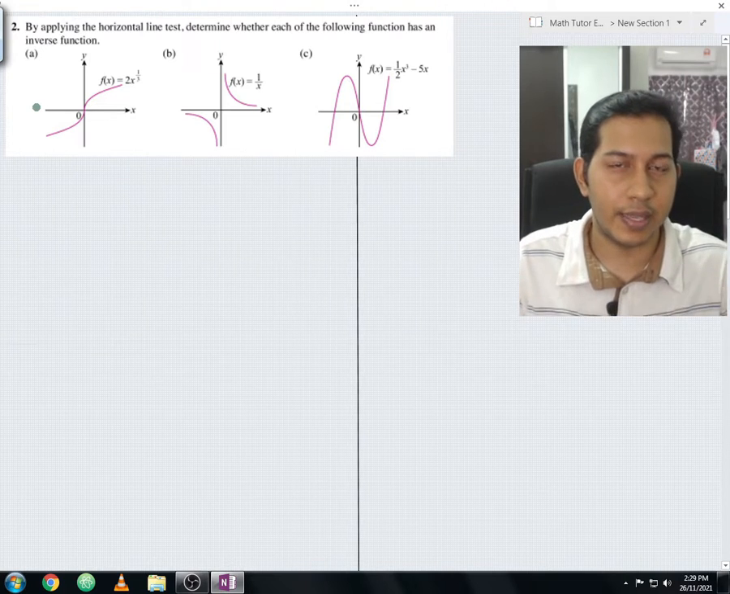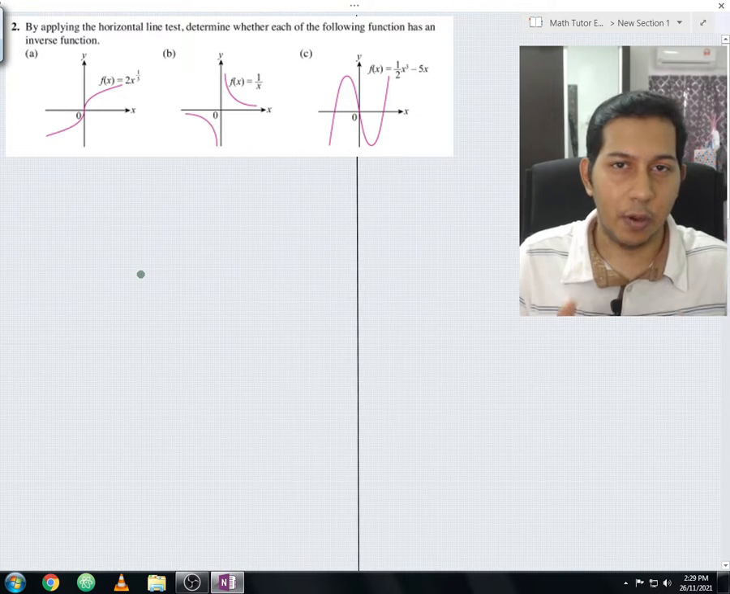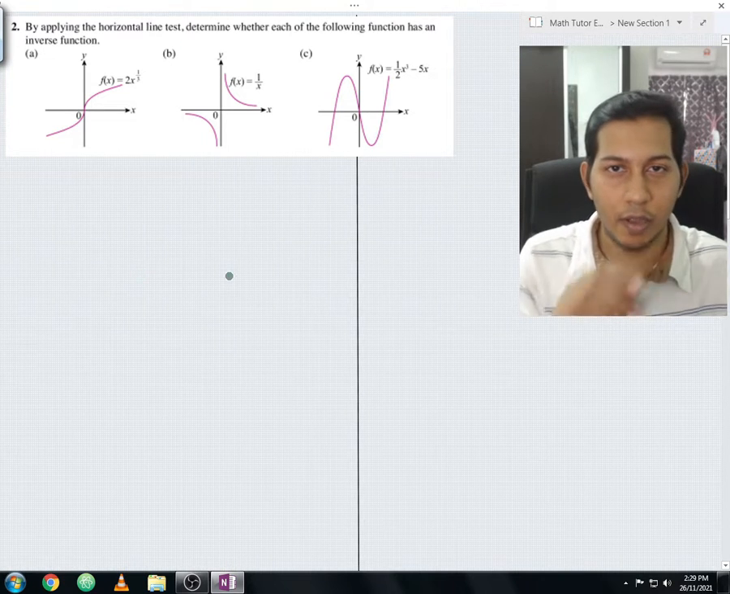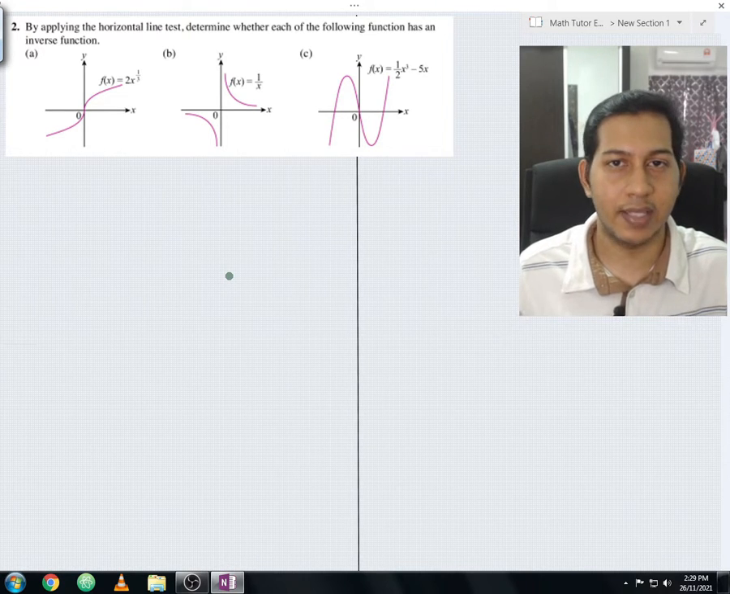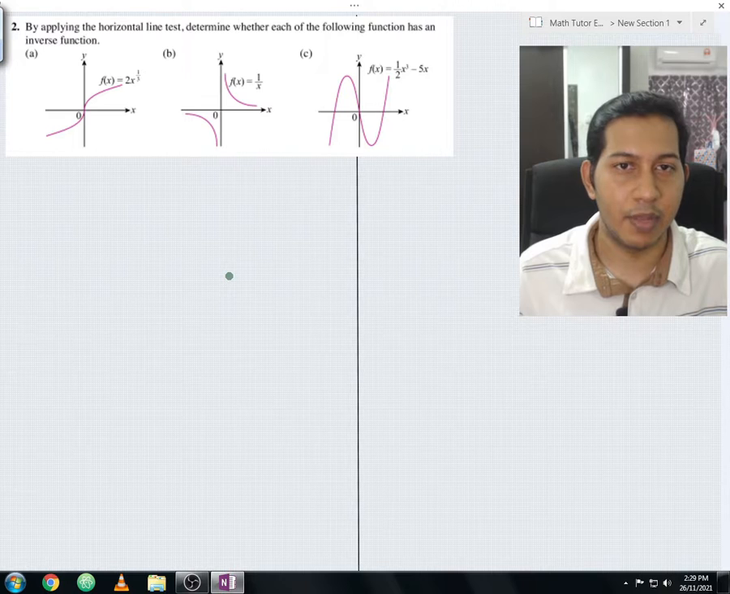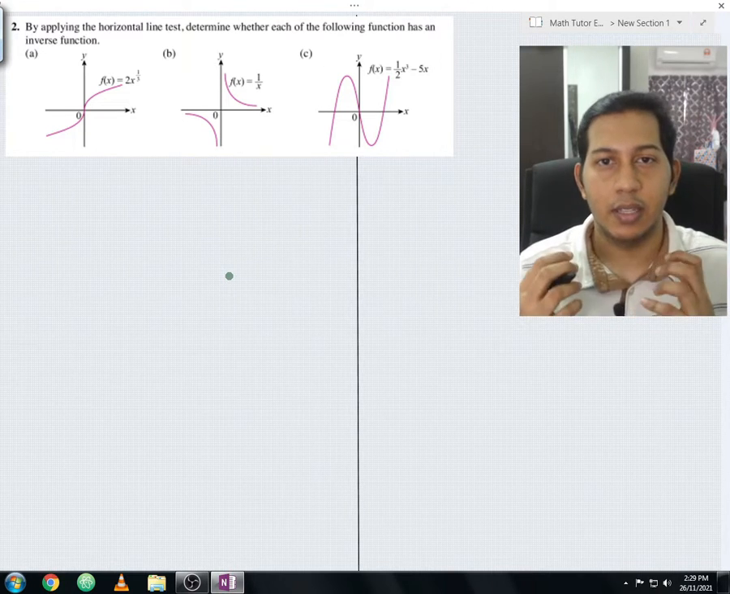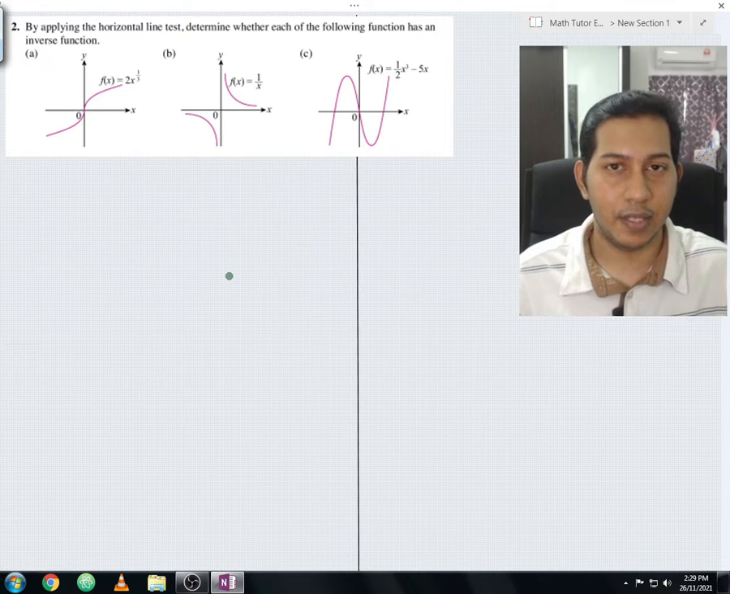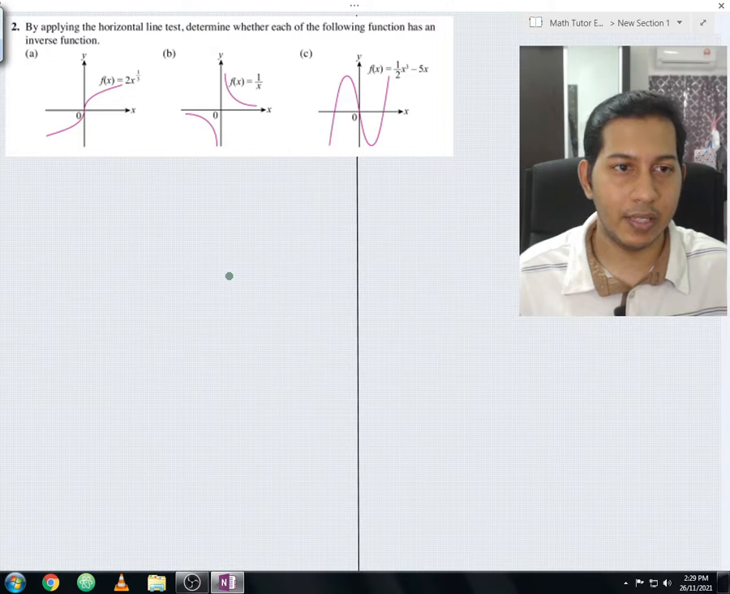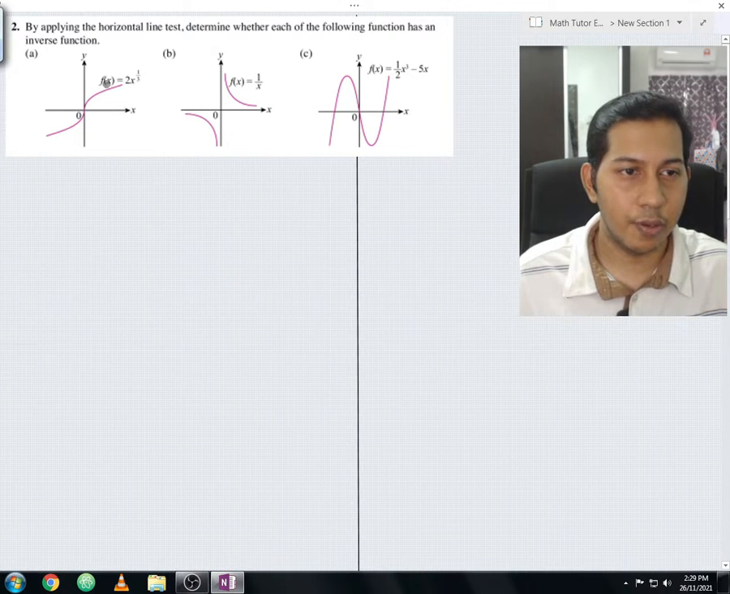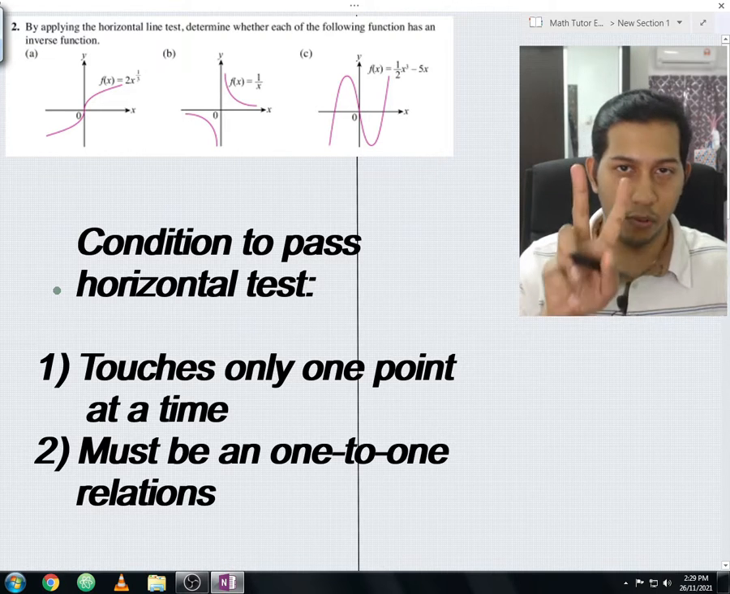But before moving on to the discussion, you need to know what the horizontal line test means. This horizontal line test means that when you draw a horizontal line on the graph, the intersection should be, at maximum, only one intersection at a time. So if you find that there is more than one intersection, that means the function does not have an inverse function. Another important condition that you need to fulfill is that the graph should be a one-to-one relation.